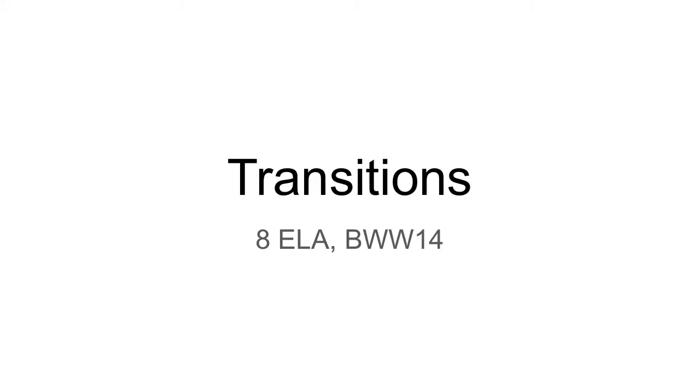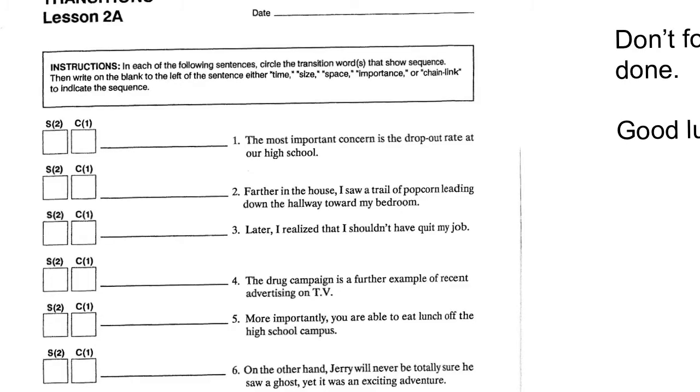All right, 8th grade English. Here's your bell work for week 14 on transitions. We are dealing with transitions on here. Now, with these transitions, we have time, size, space, importance, or chain link. Now, remember those from last week. And instead of having a phrase, we are going to have a sentence that we have to identify.